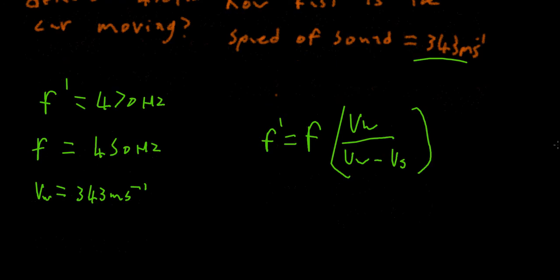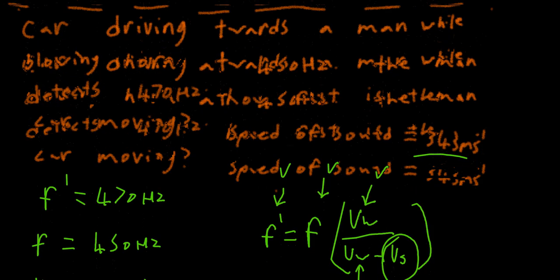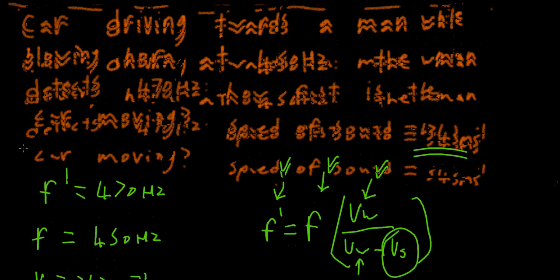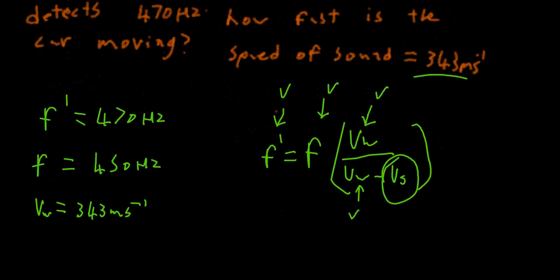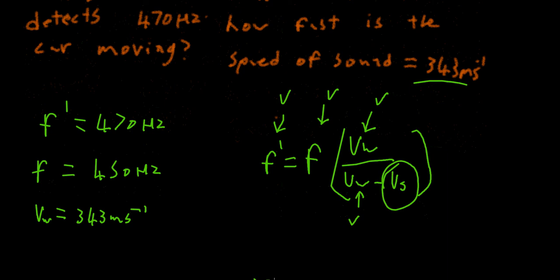Alright, so what do we have? We've got this, check. We've got this, check. We've got this, check, which is the same as that. So we don't have this, and that's what we're going to need to get. We need the velocity of the source, as the question implies. How fast is the car moving? This equation as is will not be able to give us that. We're going to have to do some rearranging.